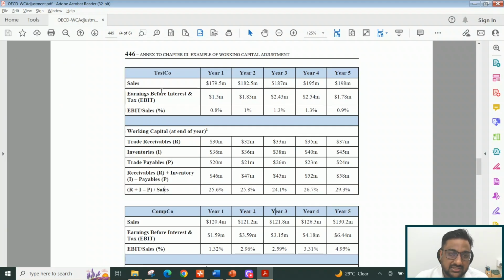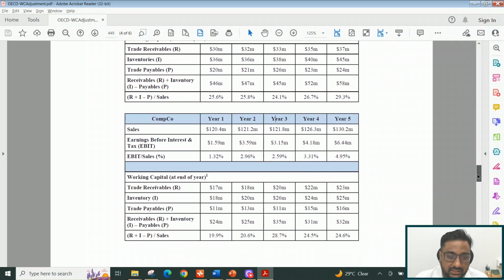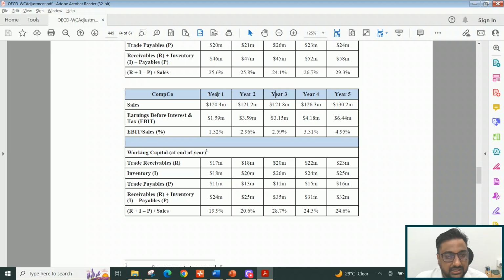Now the same thing that they have done for the comparable company as well. You can see here that this is the comparable company's data, year 1, year 2, year 3. So how many comparables would there be? For each and every comparable, you will be required to undertake this particular process, right?